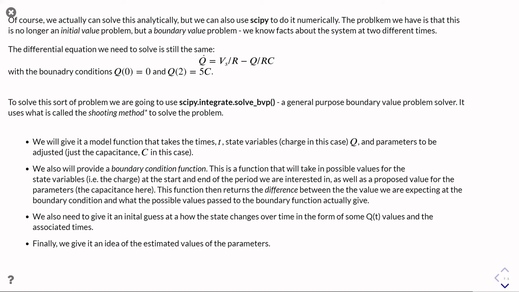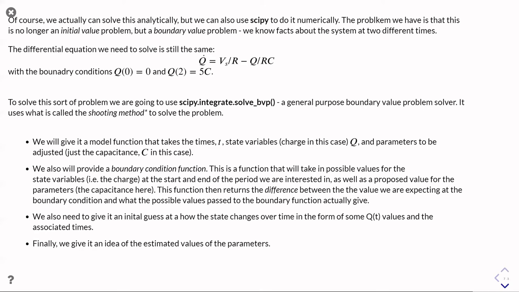So to use this function, we need to give it several things. First of all, we need to give it a model function that, just like with solve IVP, takes in the time, takes in the state variable, which in our case is the charge, and any parameters that you need to adjust in order to get your result to be right at the time that you specify in the boundary condition. In this particular case, that's just the capacitance, because everything else in our circuit is known. It's just the capacitance that is the unknown parameter.